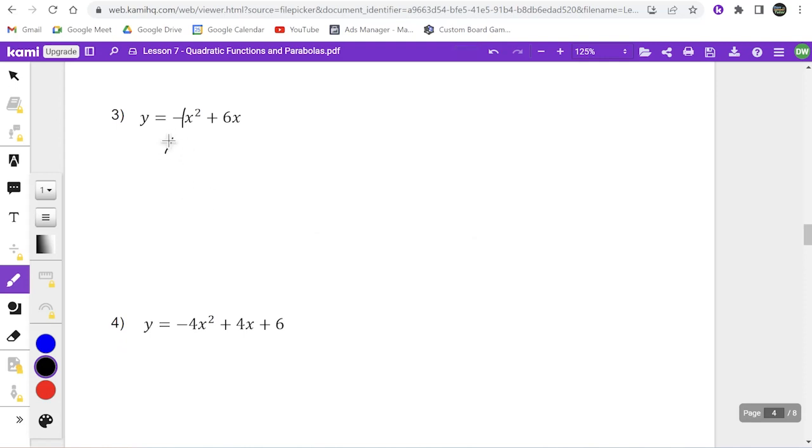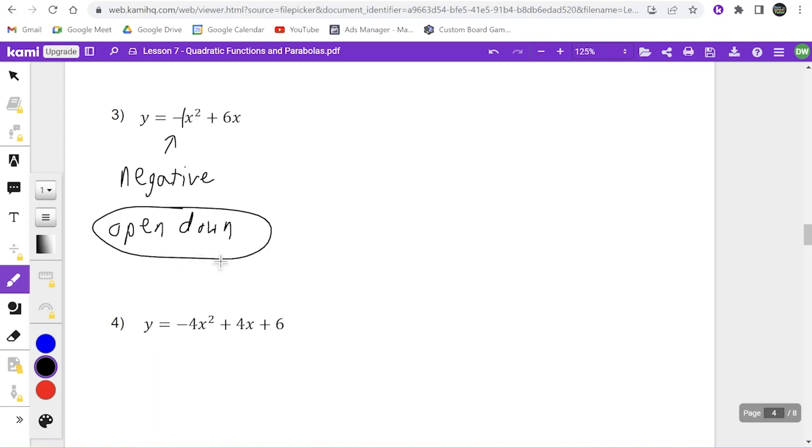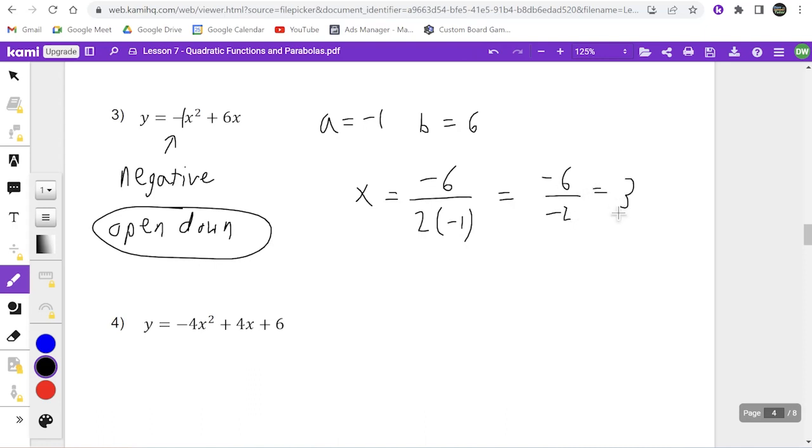The very first thing I would say is this parabola is going to be negative out in front of the x squared, which means it's going to open down. It's going to look like a frowny face. That's the first thing I want to say. Next, if I want to find the vertex, A is negative 1, B is 6. So that means the x vertex is x equals negative b, negative 6, over 2 times negative 1. That's going to be negative 6 over negative 2, which is equal to positive 3. So positive 3 is the x vertex.